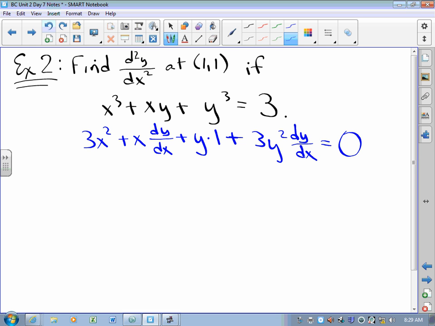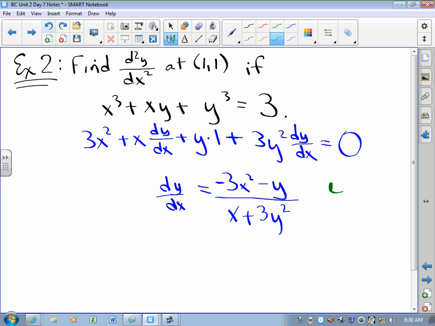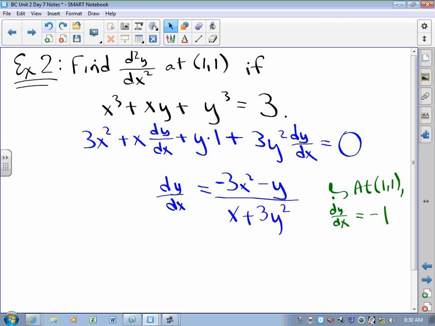So now I want to get all my dy dx terms to one side. I'll do that by kicking the 3x squared and the y to the other side. And then I will factor out a dy dx and divide. Divide by what? Divide by x plus 3y squared. I'll throw in a quick side note here. At 1, 1, dy dx is what we get when we substitute 1 for x and 1 for y into dy dx. That's negative 3 minus 1 over 1 plus 3. That's negative 1. We're going to need that.